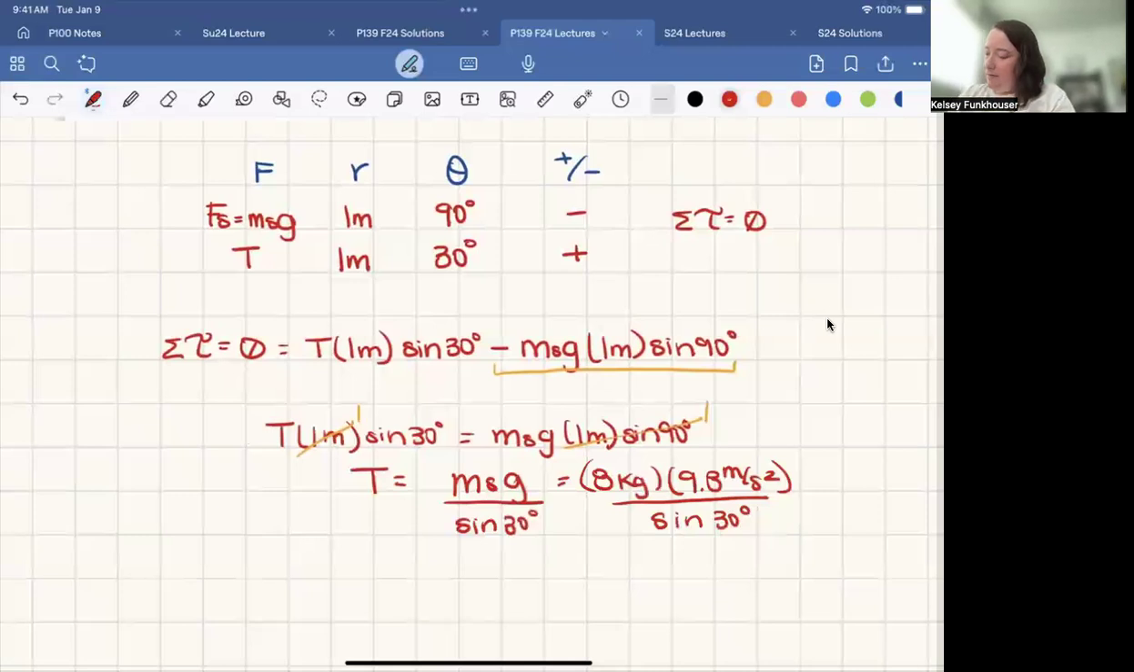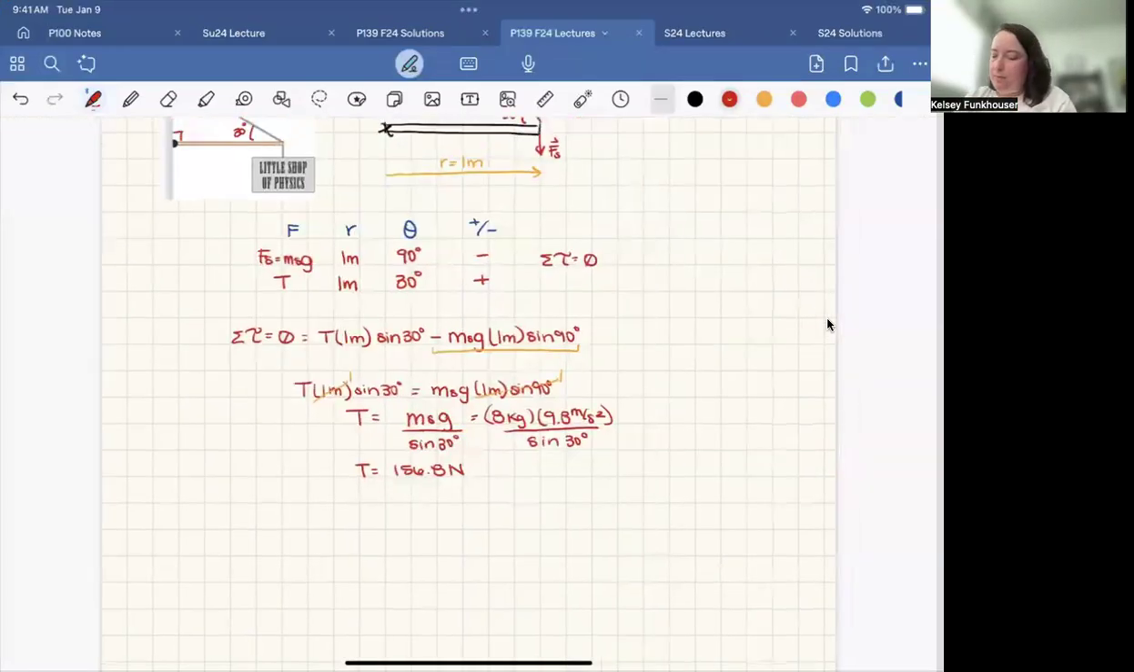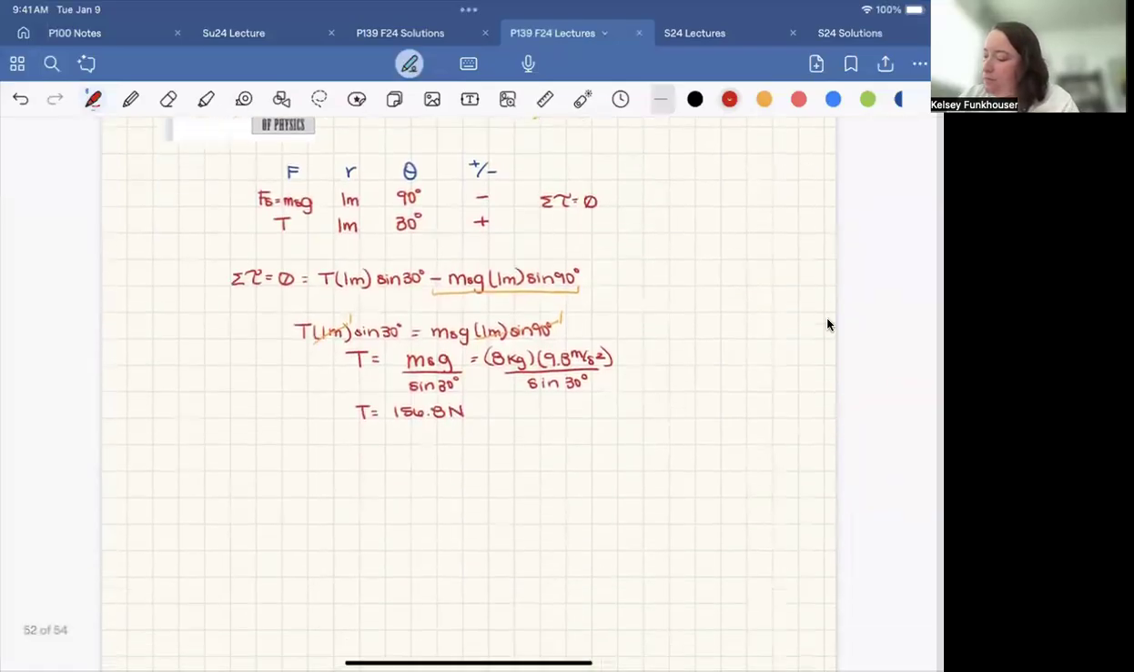And this gives us a tension of 156.8 newtons. Now you could round that to 157 or even 160. I'm not going to do that right now because I want us to do another part of the problem, and so it's better not to round too soon.